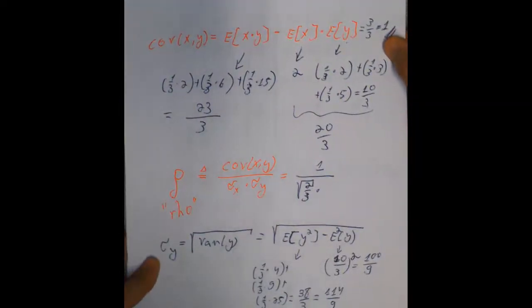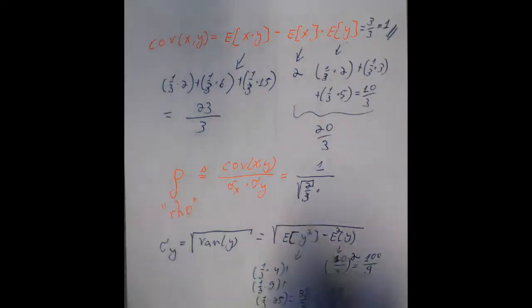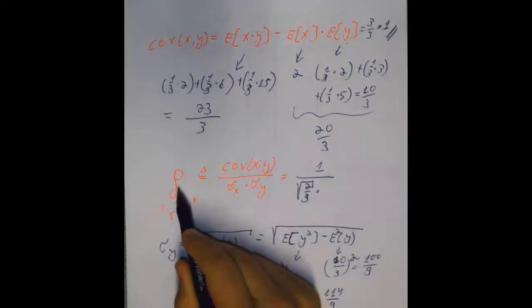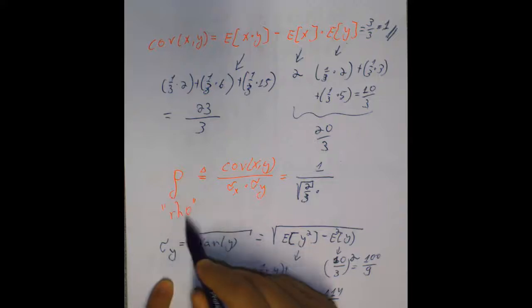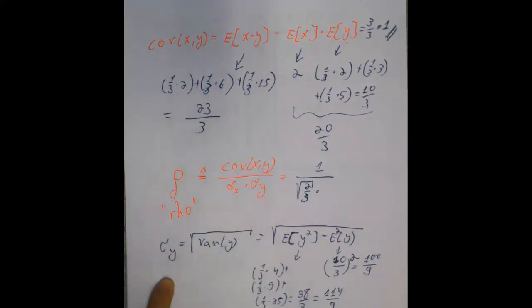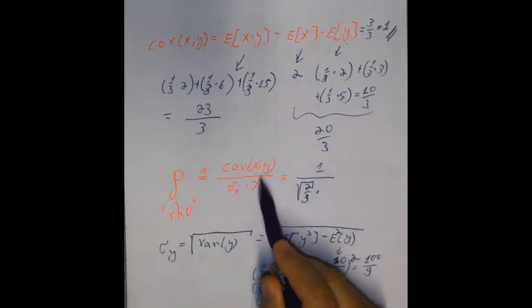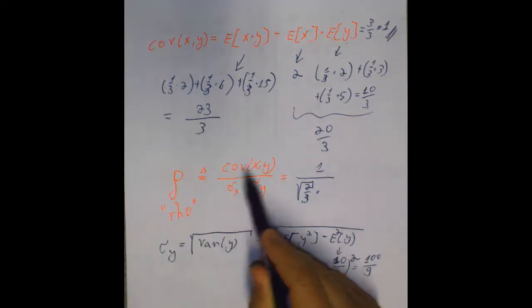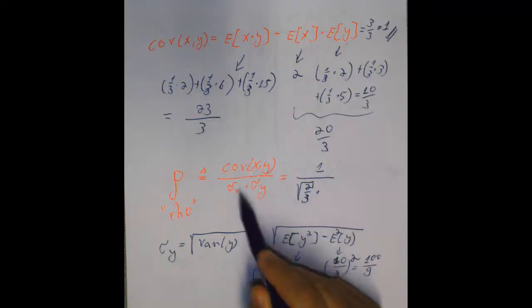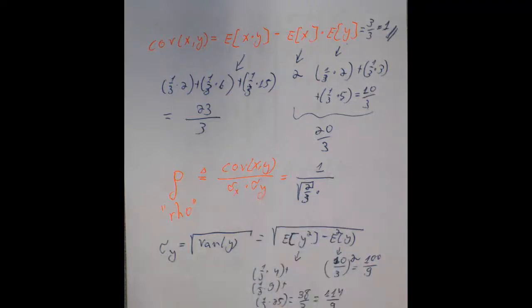In order to truly understand how strong or weak the correlation is, we need to standardize the covariance. This we do by calculating rho. This is the Greek letter rho, and I believe that you write it R-H-O. Rho is the correlation coefficient, and this is the way to standardize the covariance. The formula for rho is the covariance between x and y divided by the product of their standard deviations, sigma x times sigma y.